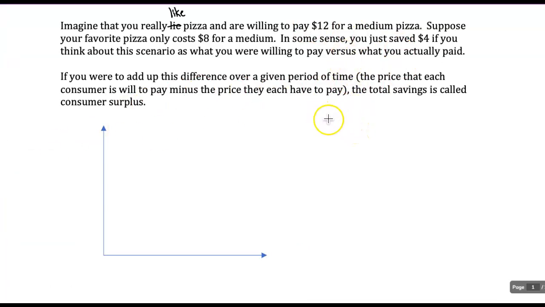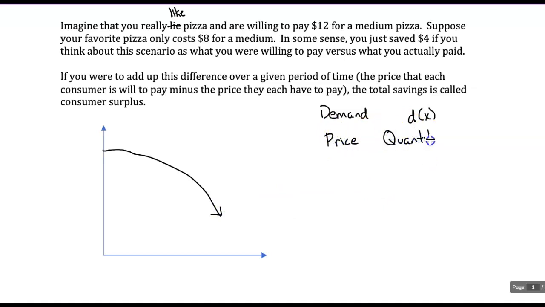Okay, so what we're going to do is we're going to draw a demand curve. And we're going to write demand for now as D of X. And the demand curve in economics slopes downward. And that's because of price and quantity demanded. You don't want to just say quantity, you want to say quantity demanded because price and quantity supplied have a different relationship. So if you're talking about price and demand, you want to say quantity demanded.